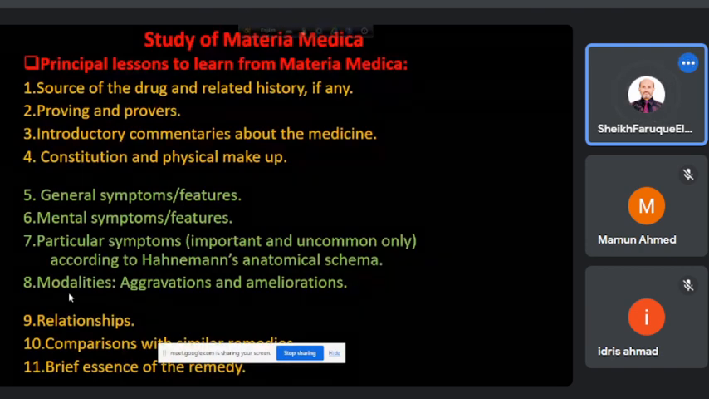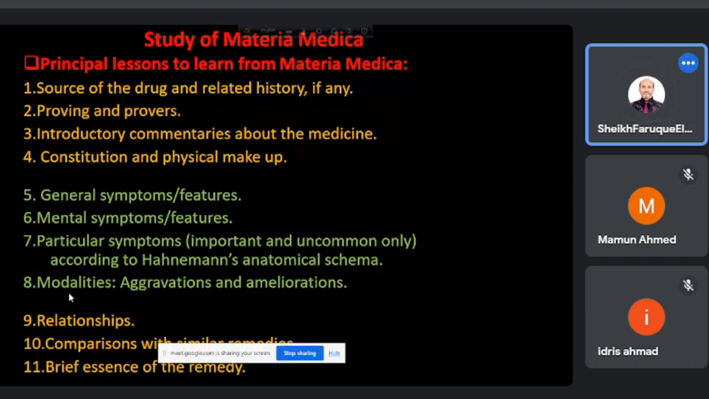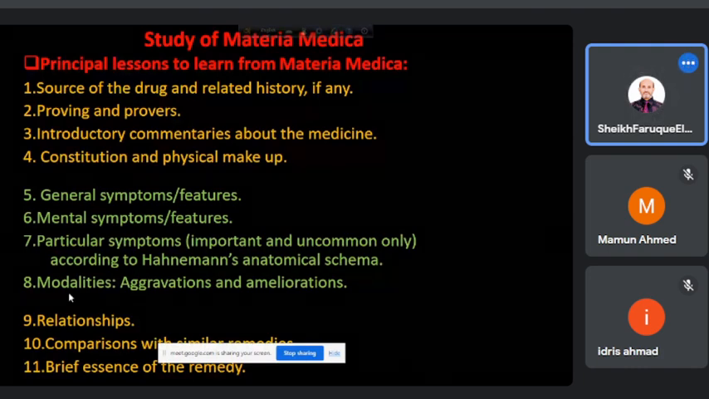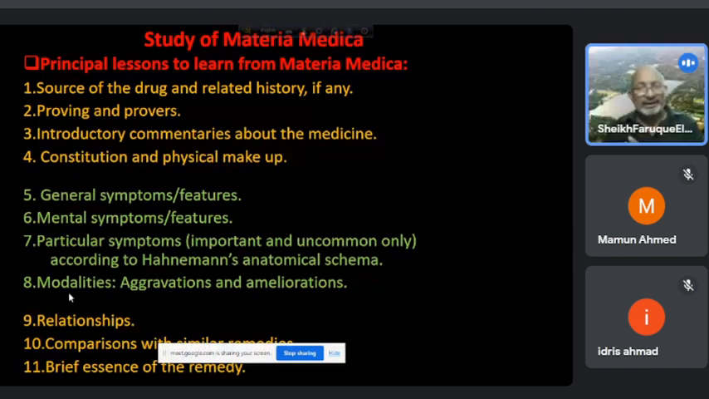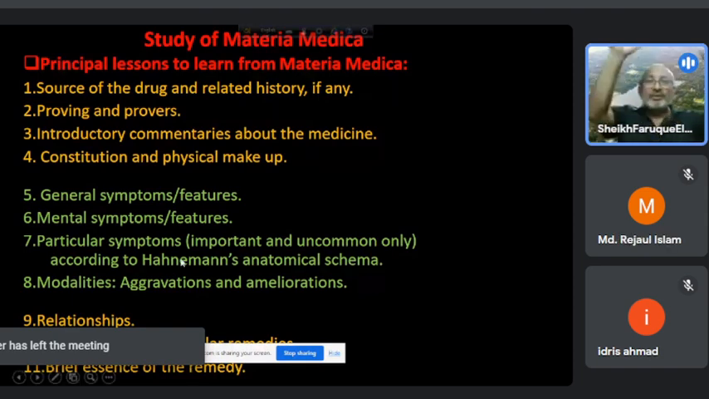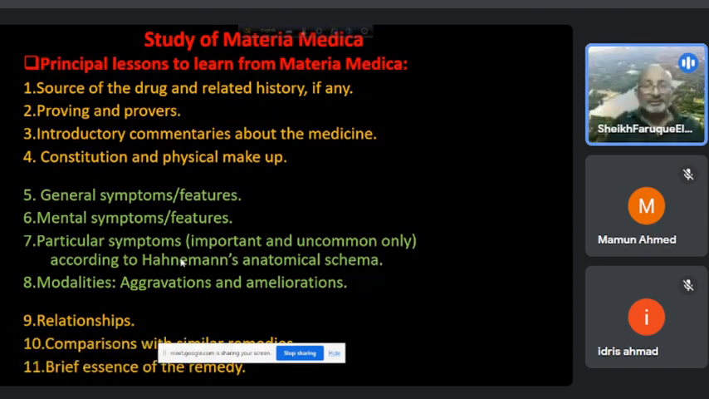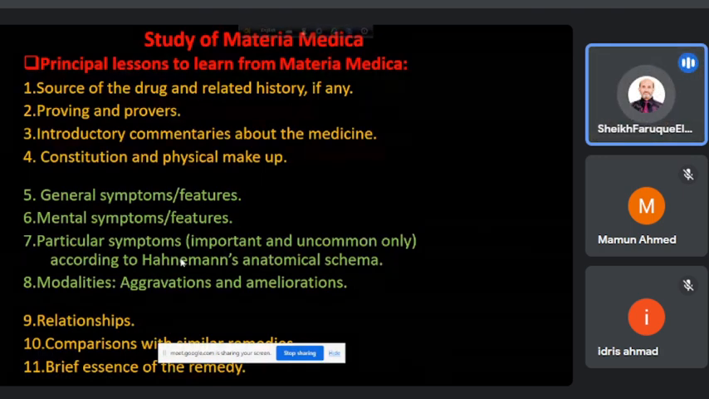If you study petroleum, it has so many symptoms in the skin. So you have to study other skin symptom medicines also, like sarsaparilla, like graphites. So this is a comparison with other remedies. Then the brief essence of the remedy. After studying all this information of the medicine, you should write a small note of the essence of the remedy for yourself. Then your study is complete.